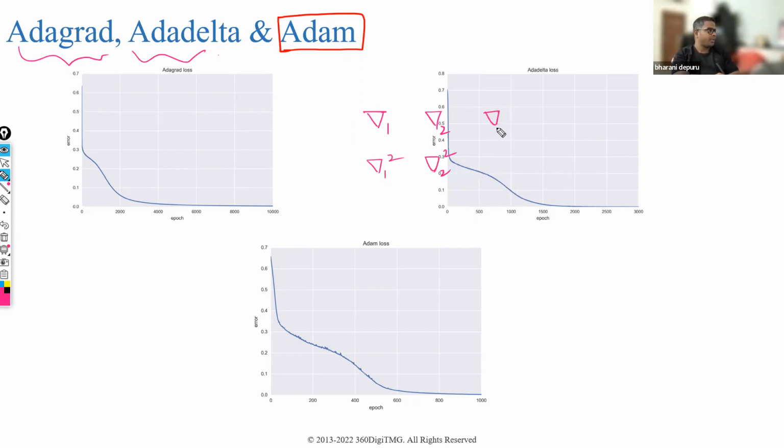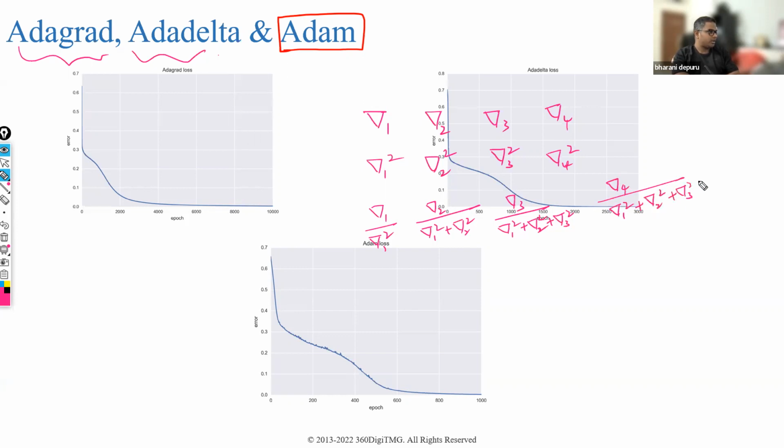So here you have grad 3 square, grad 4 square, and the running sum was also maintained. Grad 1 by grad 1 square. Here it is grad 2 by grad 1 square plus grad 2 square. Then here we have grad 3 by grad 1 square plus grad 2 square plus grad 3 square. Grad 4 by grad 1 square plus grad 2 square plus grad 3 square plus grad 4 square. In this way, we used to maintain, right?